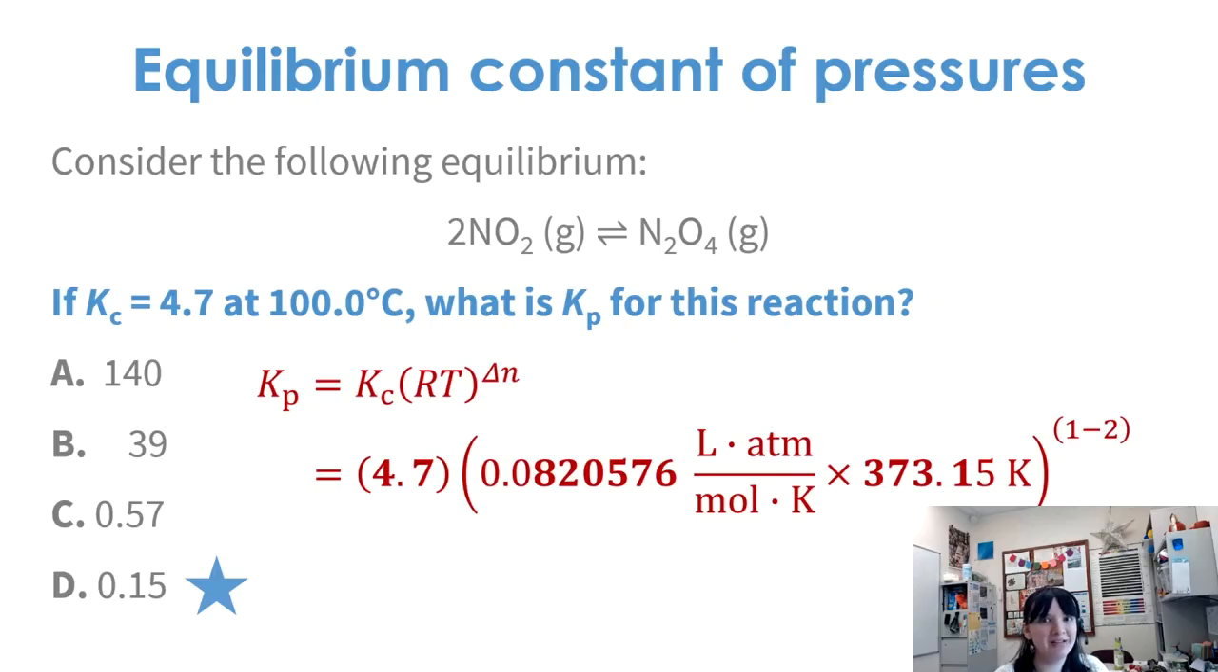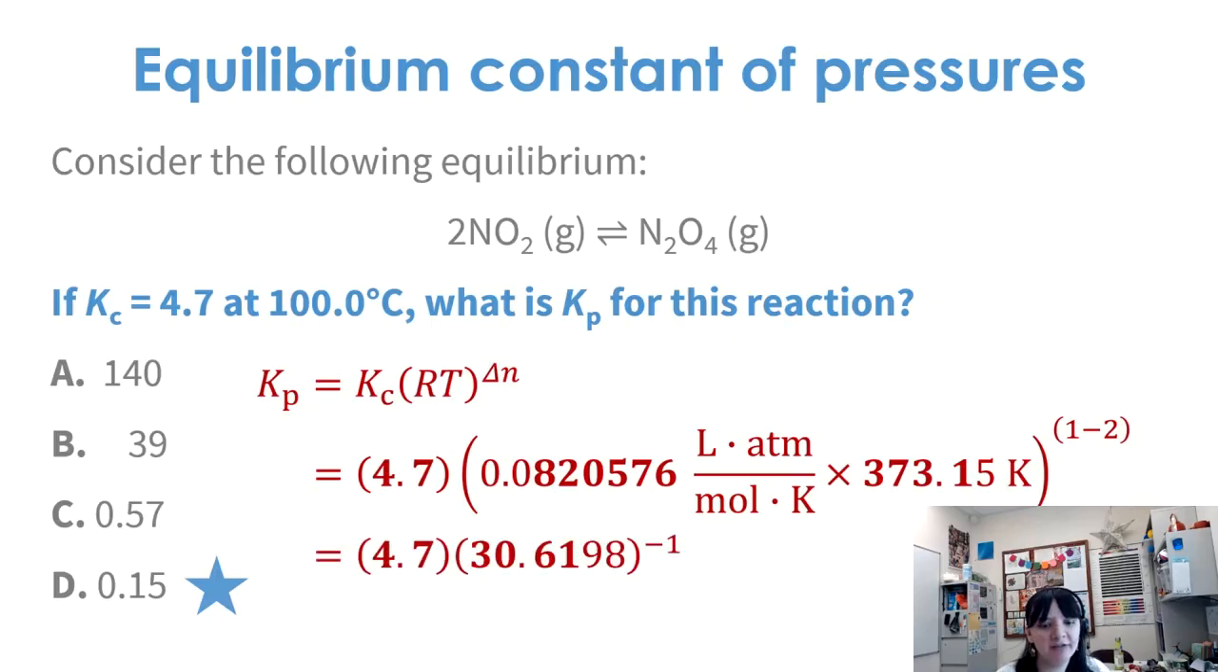This is going to be, again, the products minus the reactants in terms of molar coefficients. So N2O4 has a molar coefficient of 1, NO2 has a molar coefficient of 2, so we'll say 1 minus 2 as delta N, again, the products minus reactants for that delta N value.